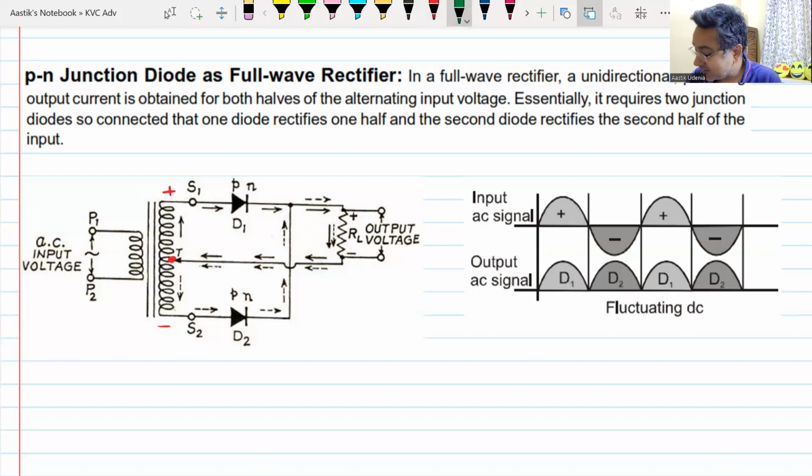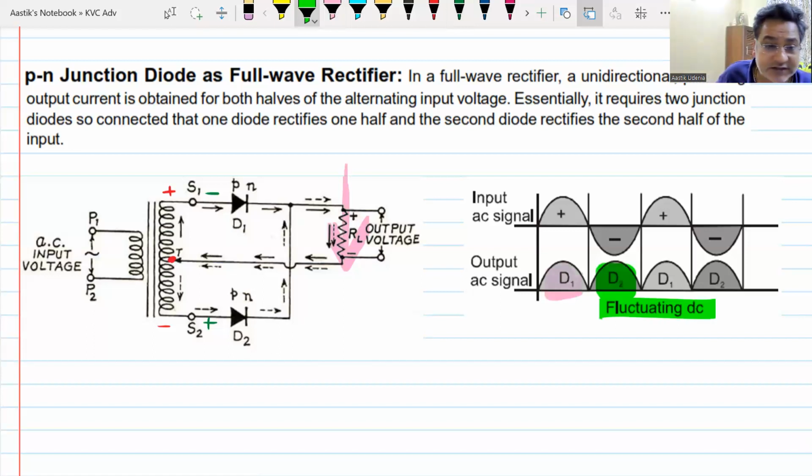Yes, sir. In the second half cycle, this will become negative and this will become positive. D2 will conduct and D1 will not conduct. But whatever happens, my dear friends, the current in the load always goes in one direction. Do we see this? No matter what happens, the current in the load is always going in the same direction. In the first case, it is conducted by D1. In the second case, it is conducted by D2.